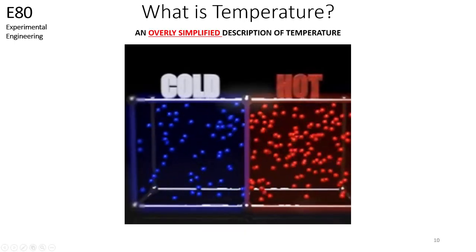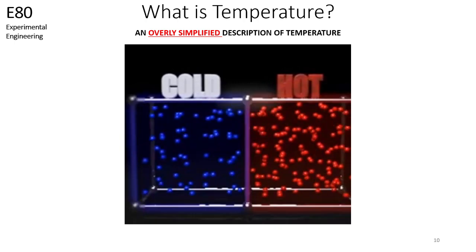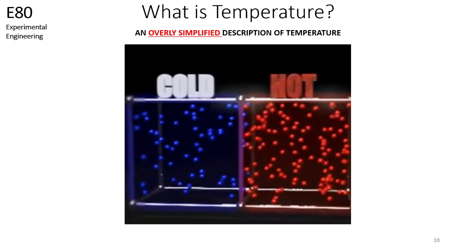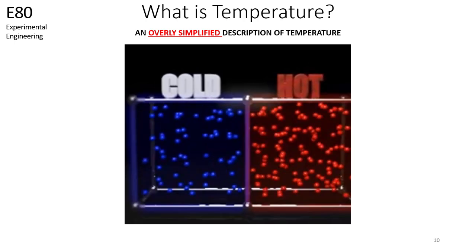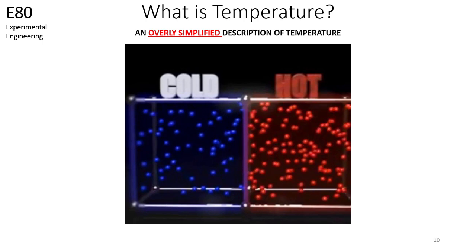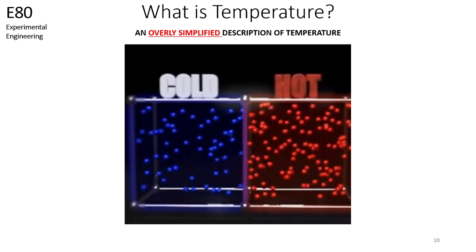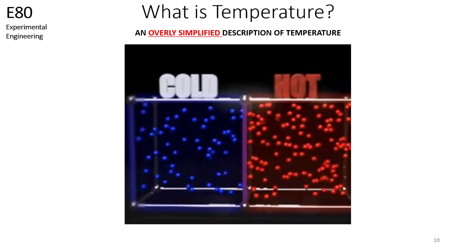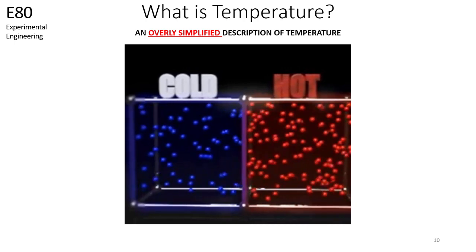And that is actually a correct and overly simplified description of temperature. Let's take a look at this video, which shows particles in a box that are separated by a barrier. On the left side of the barrier, there are blue particles that are moving around a lot slower than the more energetic red particles on the right side of the barrier. The blue particles are less energetic relative to the red particles and are therefore defined as cold. The red particles are more energetic and are therefore defined as hot.